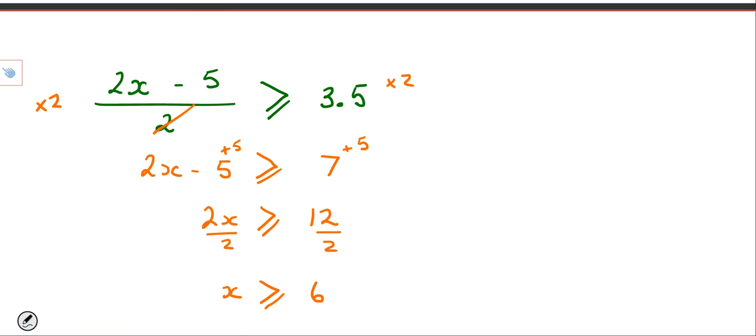Okay, so you've done your checks. I'm happy that you're right. So if I put it on a number line, we do a 6, and it should be a closed dot and an arrow to the right, because it has to be greater than or equal to. Sorted?